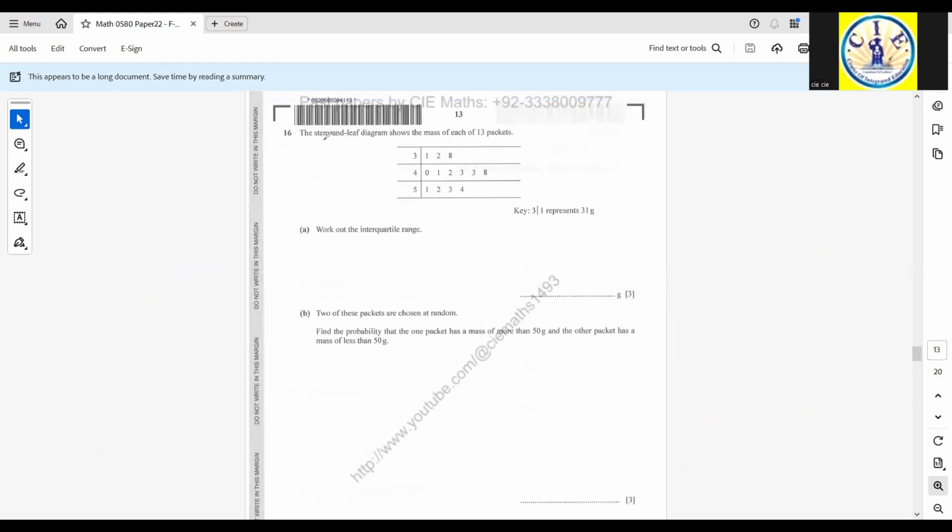Question number 16 now. The stem and leaf diagram shows the mass of each of 13 packets. Work out the interquartile range. We know that the interquartile range, IQR, is equal to Q3 minus Q1. So for that, I'm going to write the numbers: 31, 32, 38, 40, 41, 42, 43, 43, 48, 51, 52, 53, and then 54.